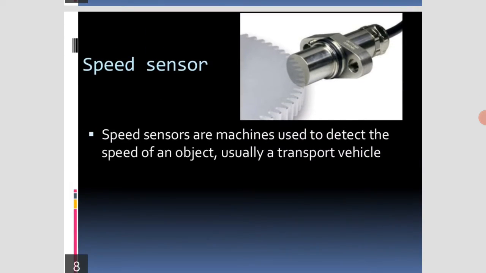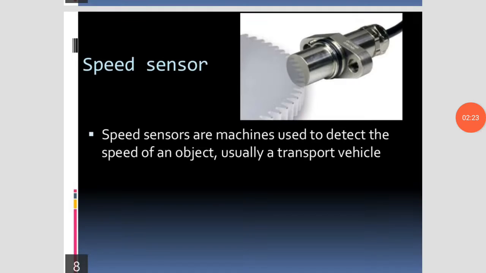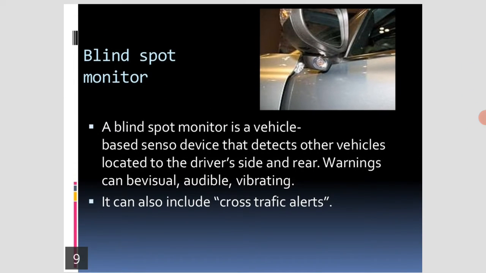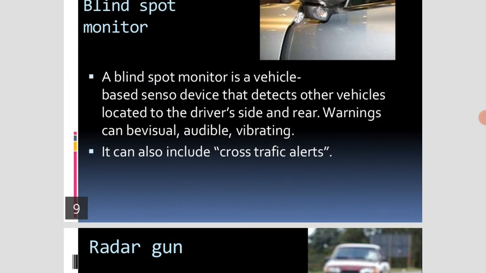Speed sensor. Speed sensors are machines used to detect the speed of an object, usually a transport vehicle. The blind spot monitor. A blind spot monitor is a vehicle-based sensor device that detects other vehicles located to the driver's side and rear. Warnings can be visual, audible, or vibrating. It can also include cross-traffic alerts.